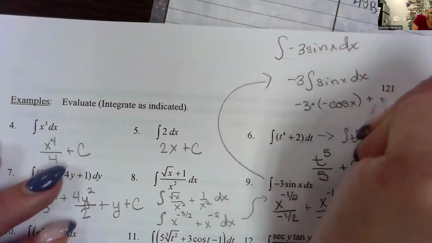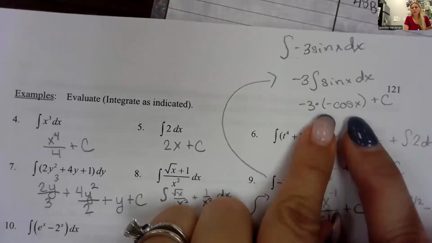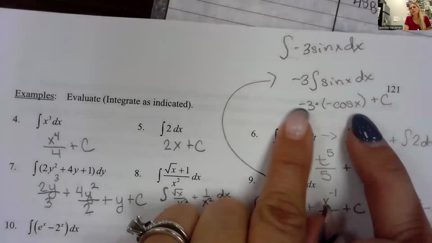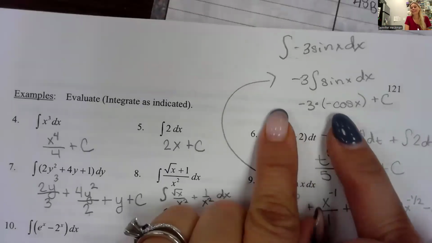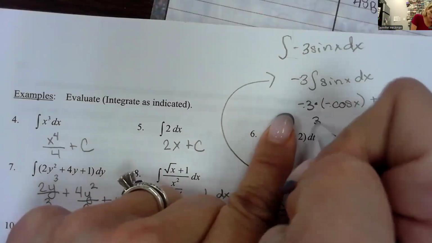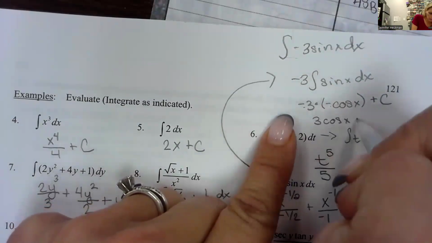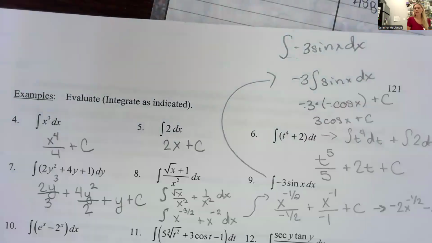Don't forget plus c. Now, if you are not doing the negative times negative in your head, make sure that you have parentheses around here so it doesn't look like -3 minus cosine. But a negative times a negative is a positive, 3 cosine x plus c, and you just did number 9.